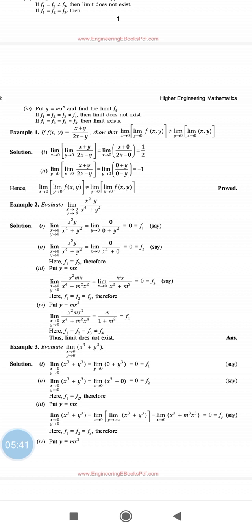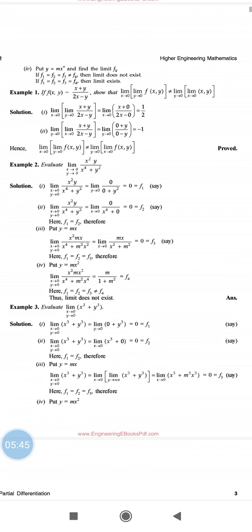Evaluate limit x tending to 0, y tending to 0, x square y divided by (x raised to 4 plus y square). As x tends to 0, that is limit y tending to 0, 0 divided by (0 plus y square), which is 0. We again put limit x tending to 0, y tending to 0, put y equal to 0, then also that's 0. That is f1 equal to f2.